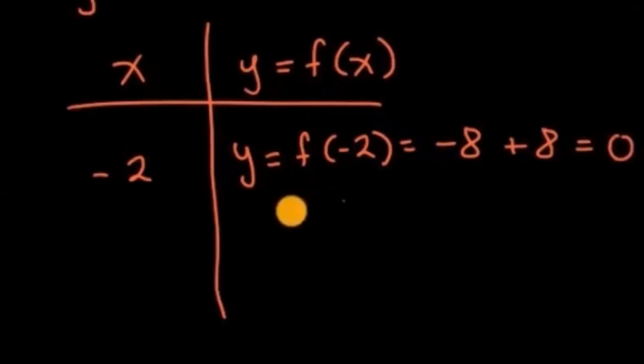So when x is equal to minus 2, y will be equal to f of minus 2. So we take our initial equation, which is f of x equal x to the third power minus 4x, and change the value of x to be minus 2. So our equation will be minus 2 to the third power minus 4 times minus 2, which is equal to minus 8 plus 8, which is equal to 0. The next one.